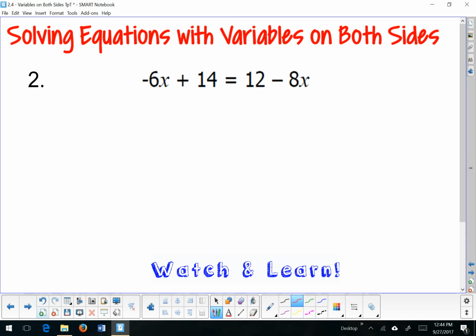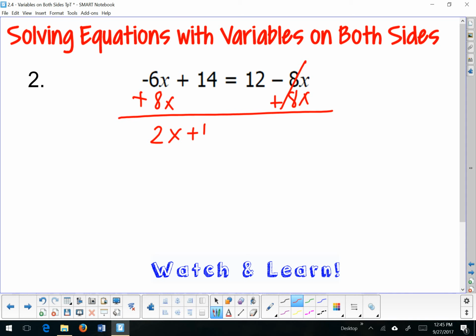On this second example, we have, again, a variable and a constant on the left, and a variable term and a constant on the right. So there are 4 starting points for this problem. I can add 6x to both sides, I could subtract 14 from both sides, I could subtract 12 from both sides, or I could add 8x to both sides. I'm going to choose to add 8x to both sides because this is the smaller value, and by adding 8x to both sides, my variable term stays positive.